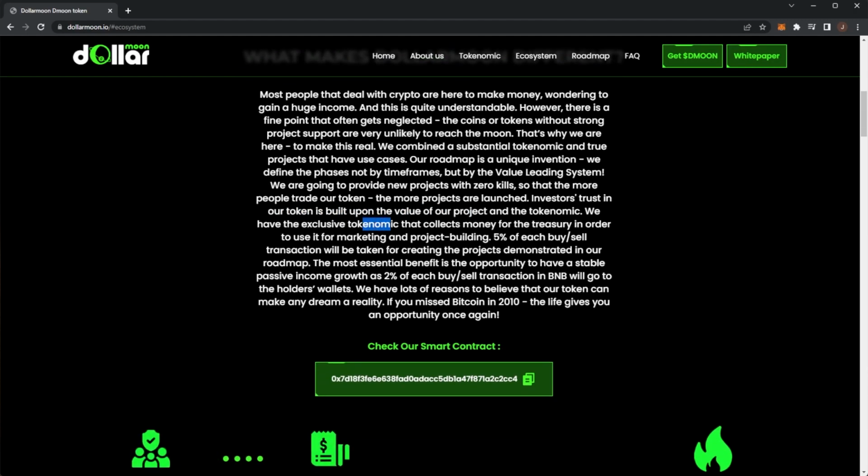We have the exclusive tokenomic that collects money for the treasury in order for us to use for marketing and project building. 5% of each buy and sell transaction will be taken for creating the project demonstrated in our roadmap. The most essential benefit of this opportunity is to have a stable passive income growth, as 2% of each buy and sell transaction in BNB will go to the holder's wallet. We have lots of reasons to believe that our tokens can make any dream a reality. If you missed Bitcoin in 2010, life gives you an opportunity once again.